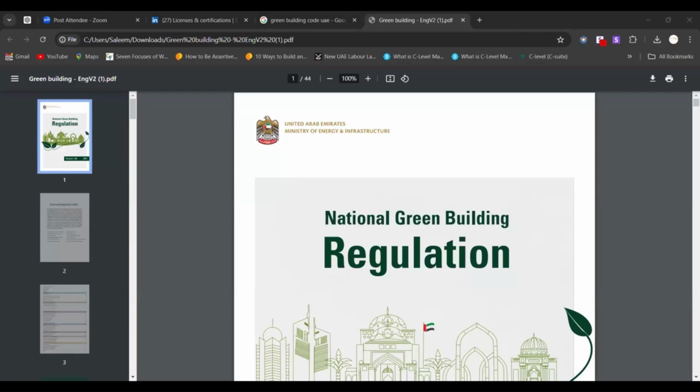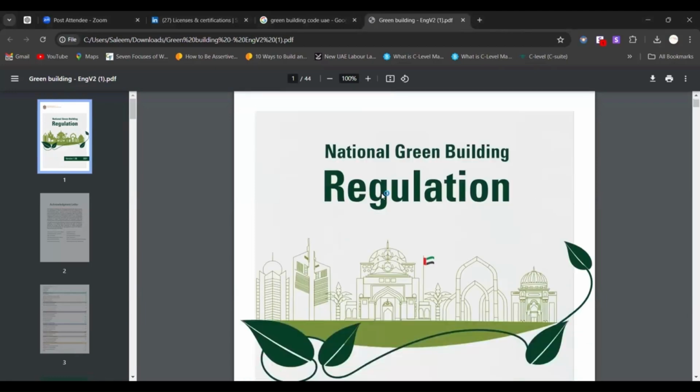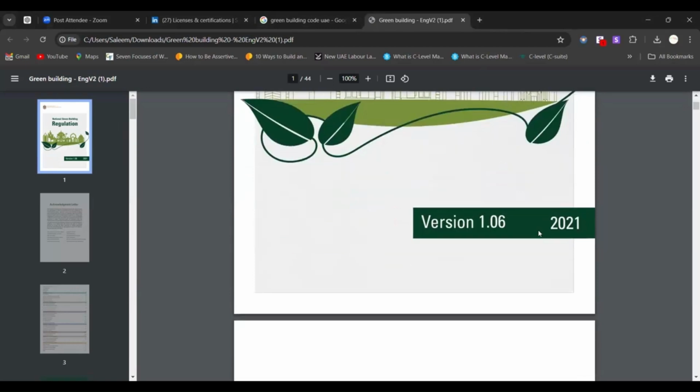Can you see this? Yes, I can see. National Green Building Regulation. So this is applicable for the full UAE. It's under the Ministry of Energy and Infrastructure, it's MOEI. Okay, so they have the standards. The latest version is 2021.